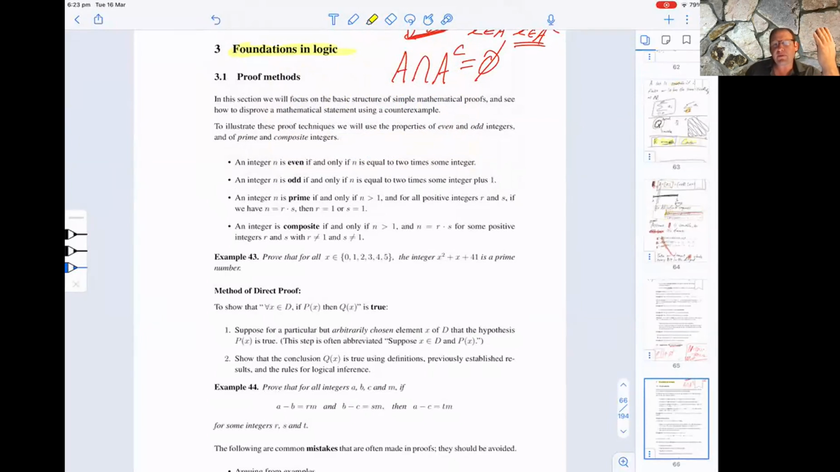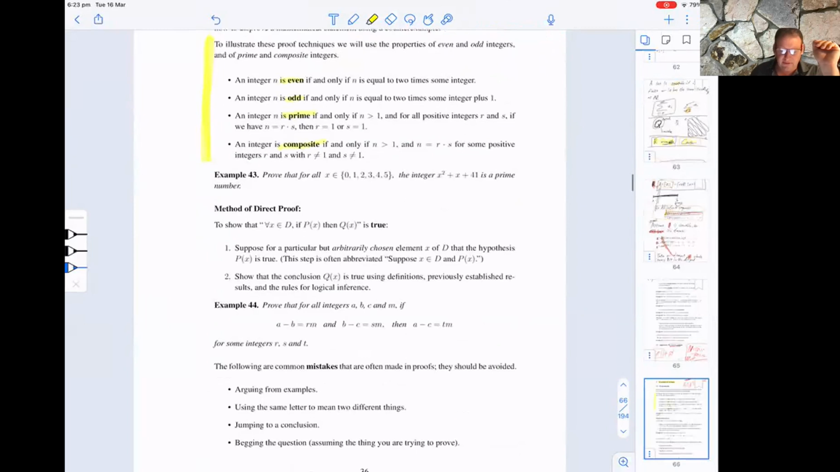So we've already spoken about proof, and proof is showing that a mathematical statement holds. What you'll see in this chapter is a lot of things that have to do with number theory, because to understand the concept of a proof, it's good to speak about basic number theory: evens, odds, primes, composites.